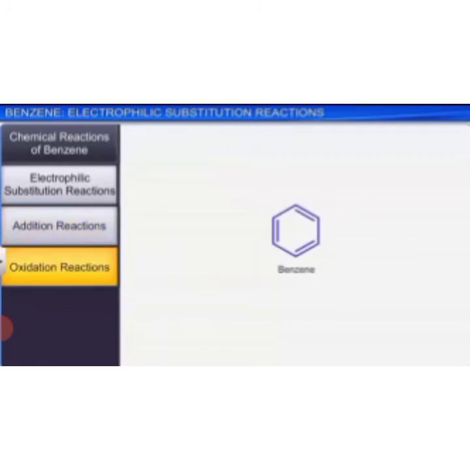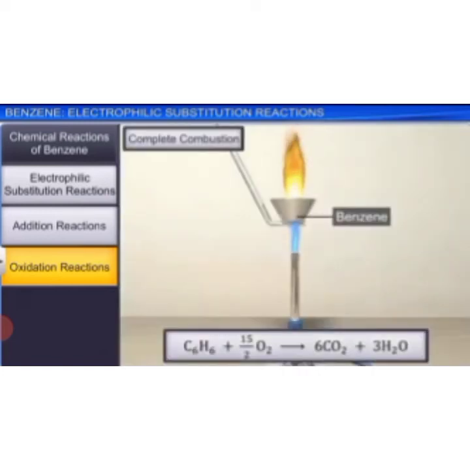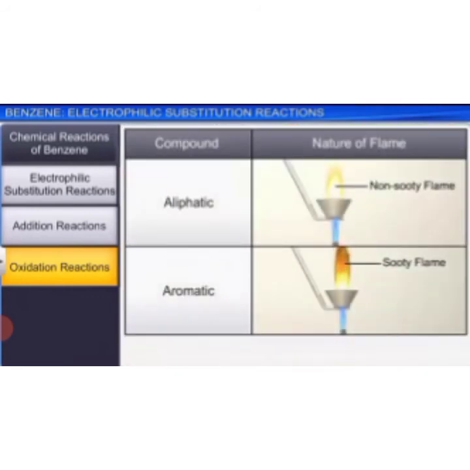Usually, aromatic hydrocarbons are stable and not readily oxidized. Hence, on heating in the presence of air or oxygen, benzene burns to produce carbon dioxide and water along with a sooty flame. The presence of higher carbon content than the hydrogen content in benzene produces the sooty flame. Moreover, this sooty flame test is used as an identification test to distinguish aromatic from aliphatic compounds.